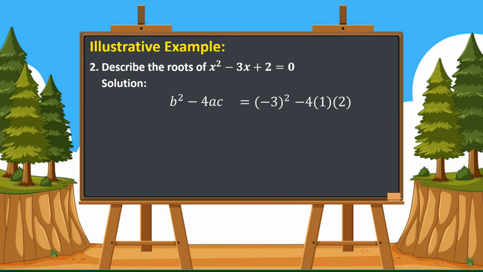So we have now negative 3 squared minus 4 times 1 times 2. Then we are going to simplify. We have now 9 minus 8, and that is equal to 1. The discriminant is 1. 1 is a perfect square. Then the roots are rational and not equal.